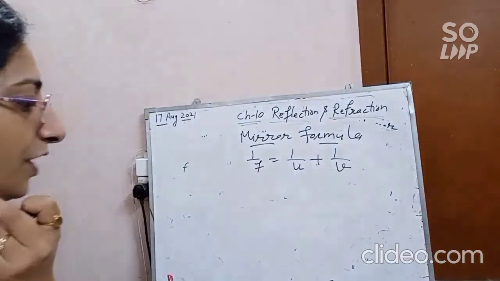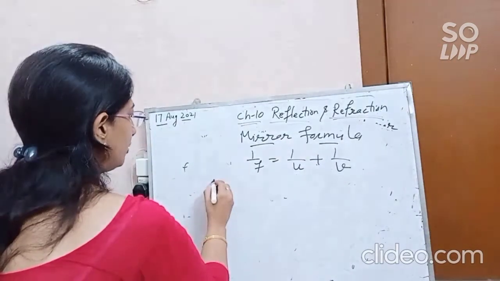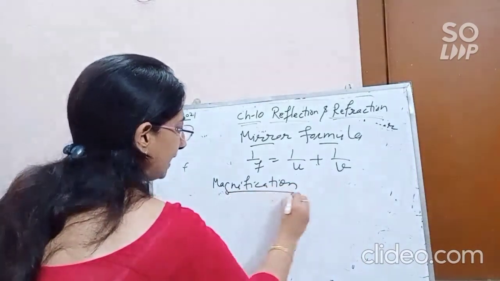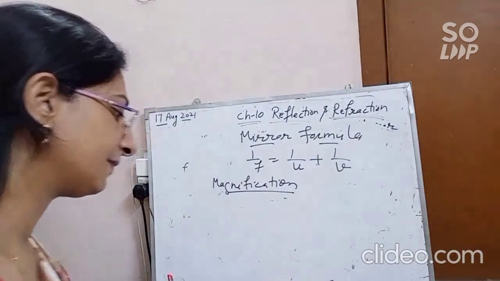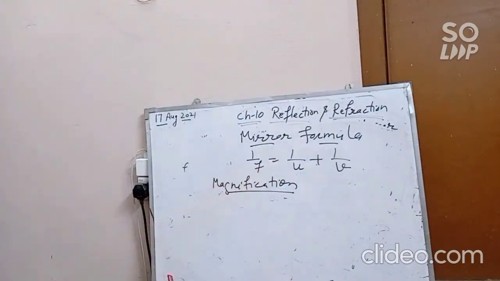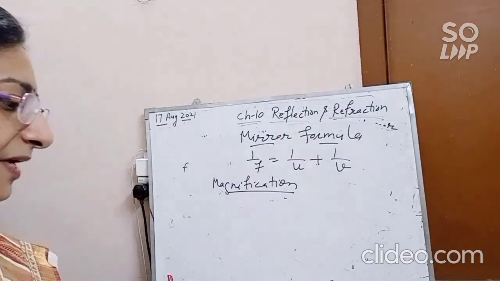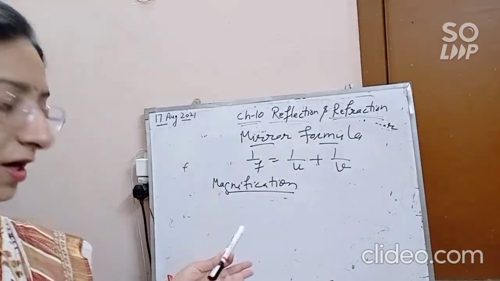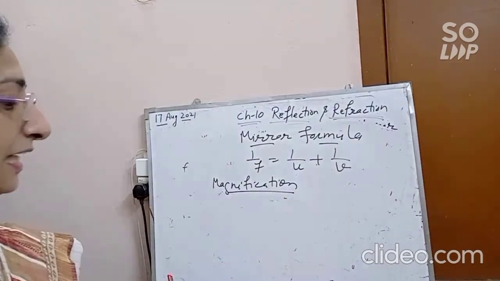Now we come to the next topic, magnification. The size of the image formed by a spherical mirror depends on the position of the object from the mirror. The image can be bigger than the object, equal to the object, or smaller than the object. The size of the image relative to the object is given by the linear magnification.